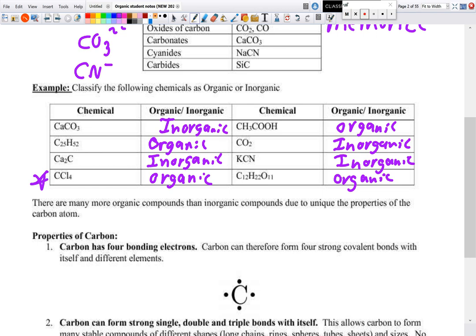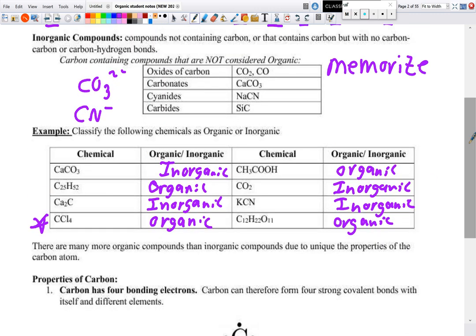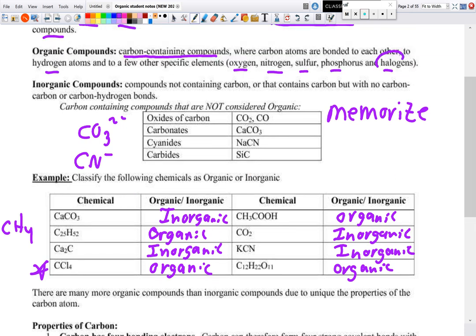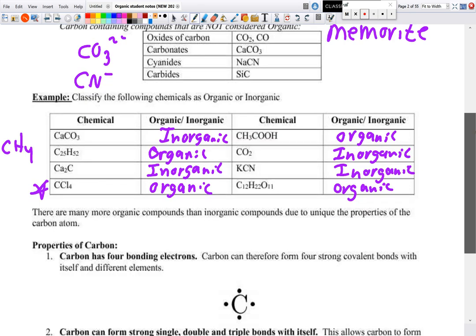Now, a lot of people get this one confused, so CCl4. This one is considered organic, because when you look at our exceptions, we have oxides of carbon, carbonates, cyanides, and carbides. So we'll notice CCl4 does not fall into this category. If you think of methane as CH4, all we're doing for CCl4 is replacing the hydrogens with chlorine. And, as we know, chlorine's a halogen, so it fits our description. So just be careful with ones like that if you do see the halogens.